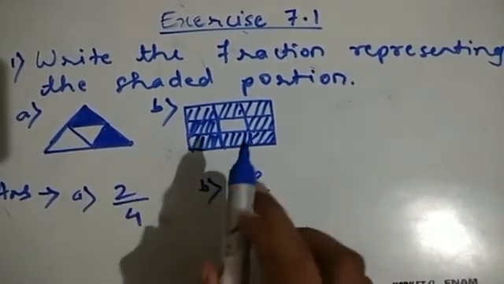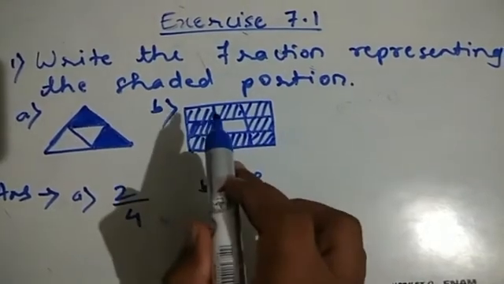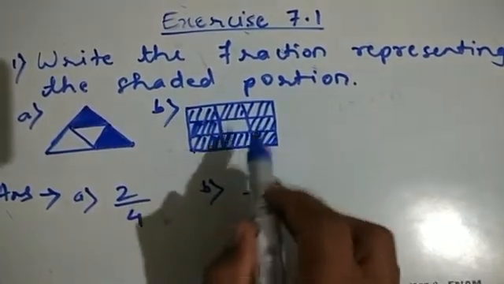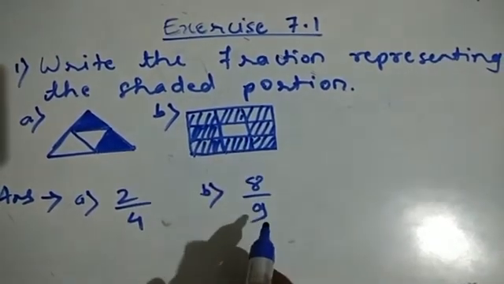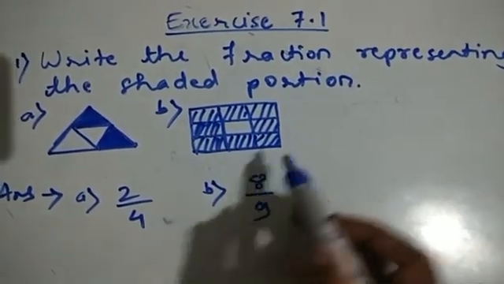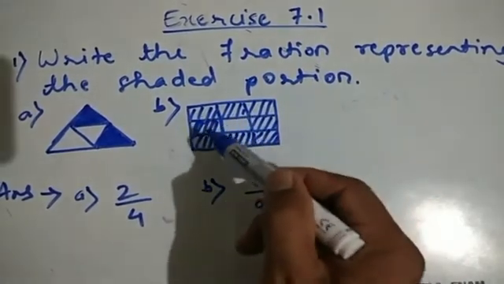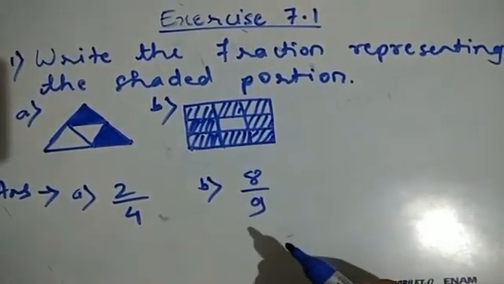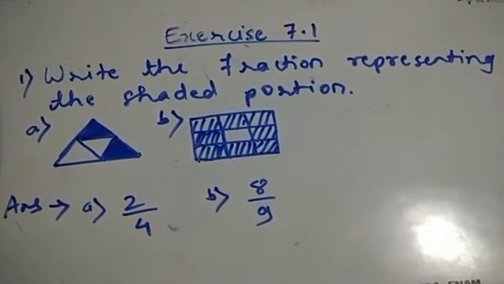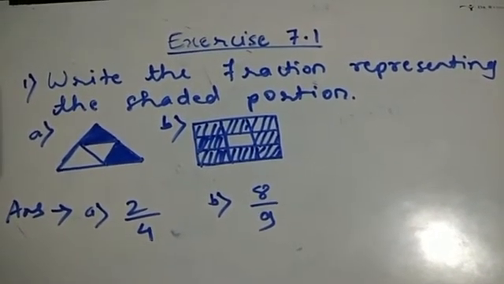See second example. How many parts we have divided this figure? Total 9 parts: 1, 2, 3 and 3 3s are 9. So 9 will be the denominator and here we can see total 8 parts we have shaded. So 8 will be the numerator. So in this way we can represent the fraction.